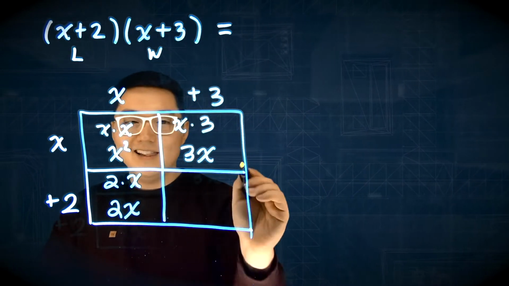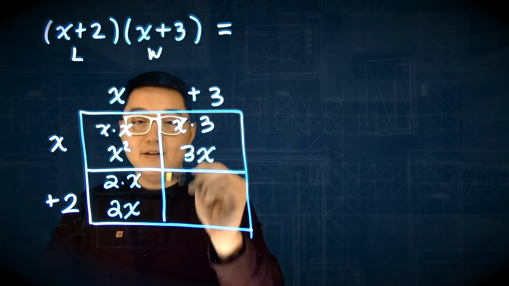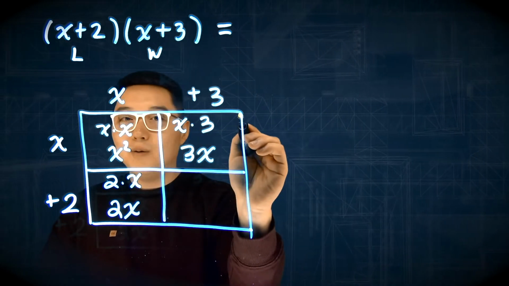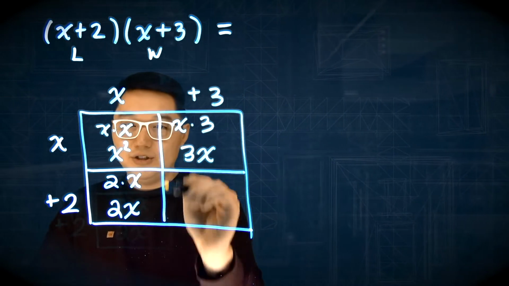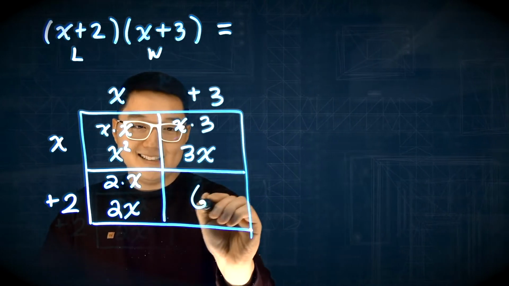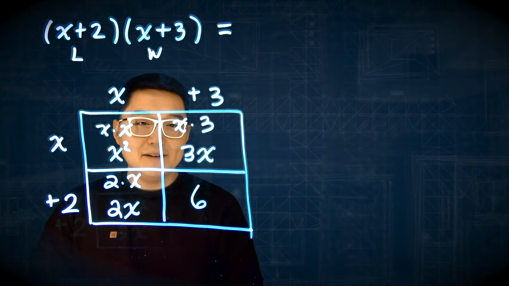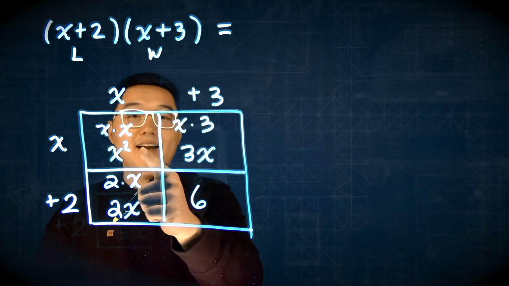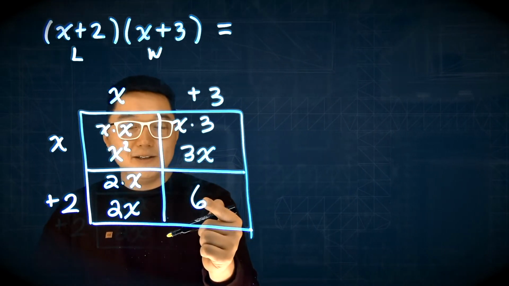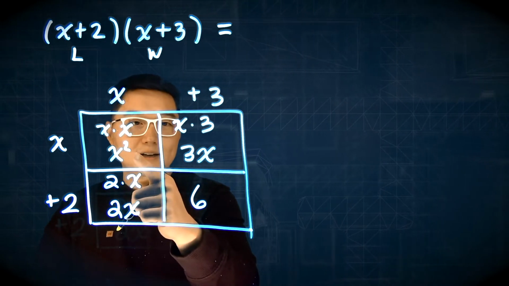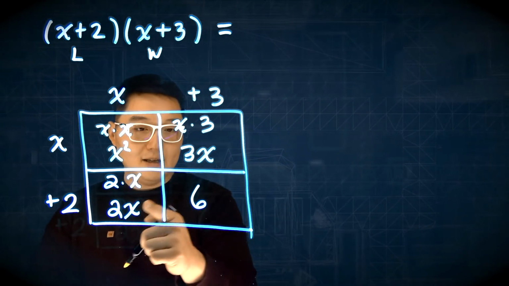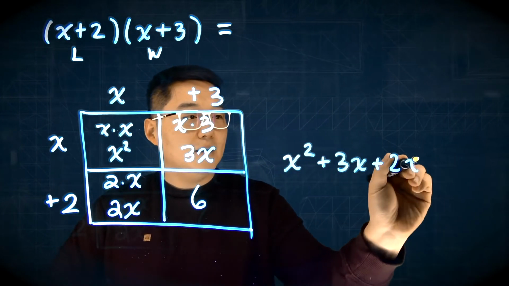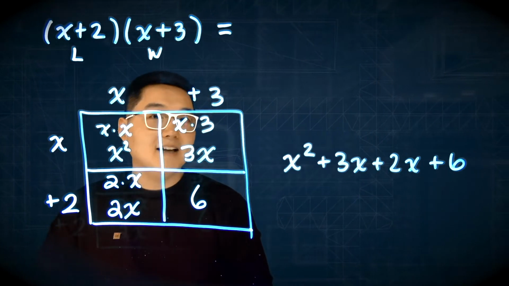Lastly, what about this last section of the rectangle? We have 2 feet long, the length of 2, and 3 feet wide. So the area of this section is 2 times 3, which is 6. Okay, so now we're ready to find the area as a sum. The area as a sum is to add up the area of each individual section and put them all together. So we have x squared plus 3x plus 2x plus 6. And that is the area as a sum.